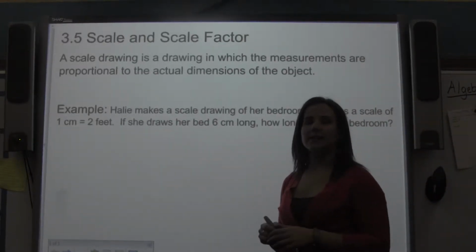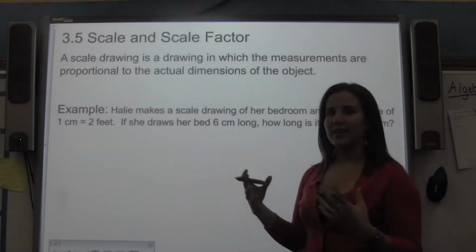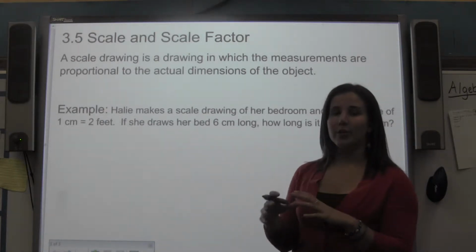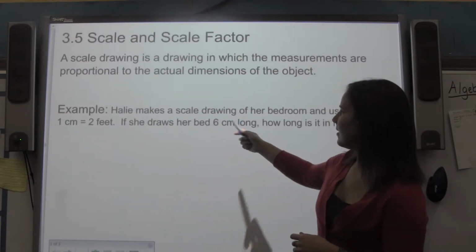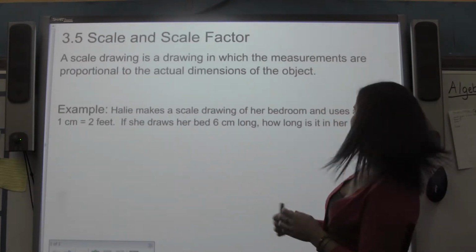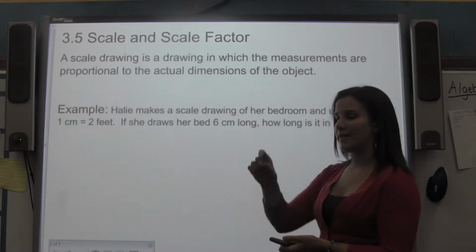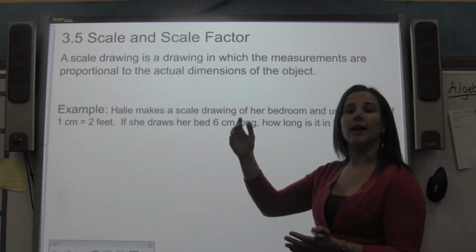3.5 scale and scale factor. So a scale drawing is when you make a drawing of something that's an actual thing, and the dimensions in the drawing are proportional to the dimensions in real life. So in this case, we have Haley makes a scale drawing of her bedroom and uses a scale of 1 centimeter equal to 2 feet. What that means is that for every centimeter on her drawing, that's equal to 2 feet in real life.